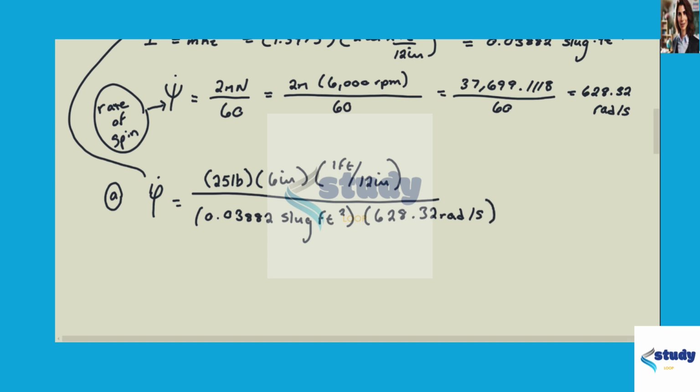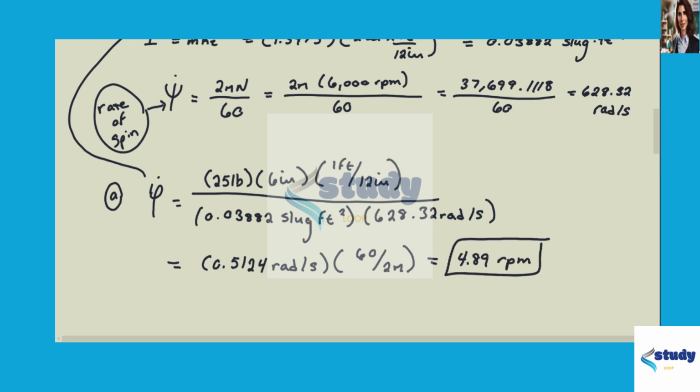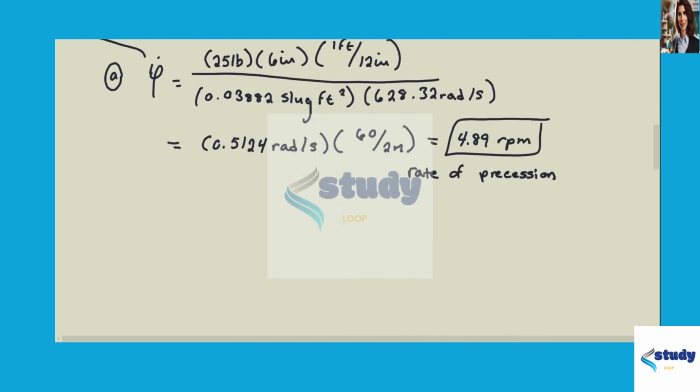Okay. And this is going to equal 0.512 radians per second. And we need to convert it to RPM. So it's 60 over 2 pi. And it's going to equal 4.89 RPM. And that's the rate of precession. So we'll put rate of precession.